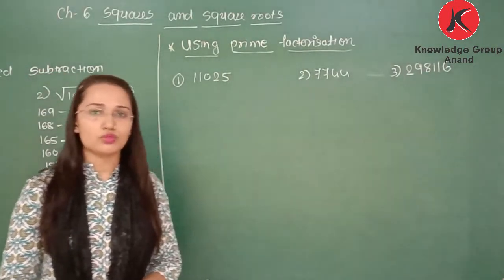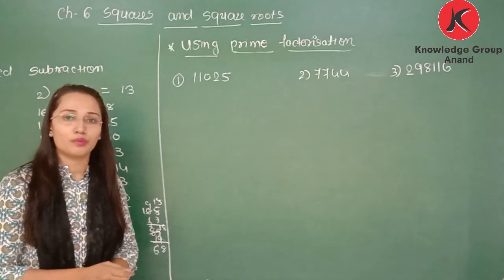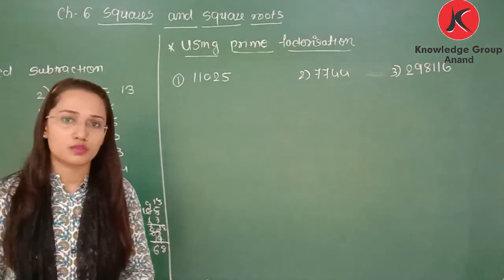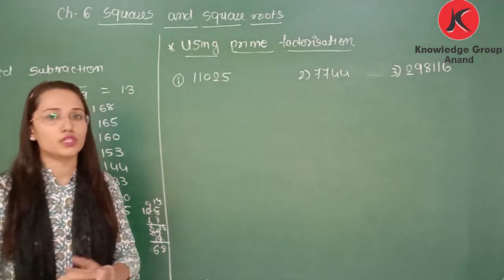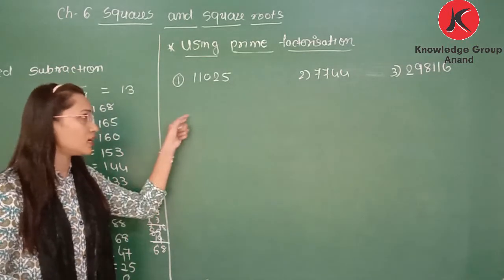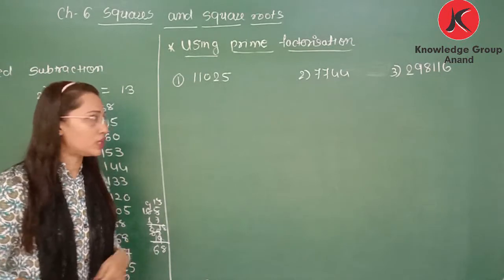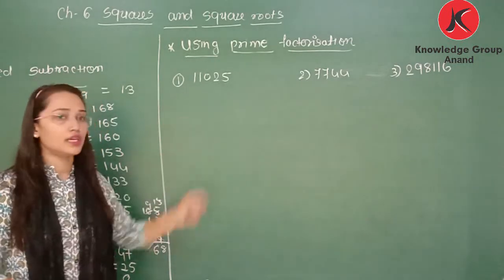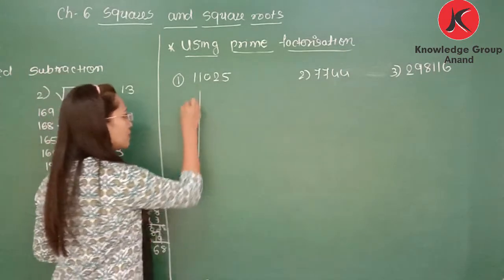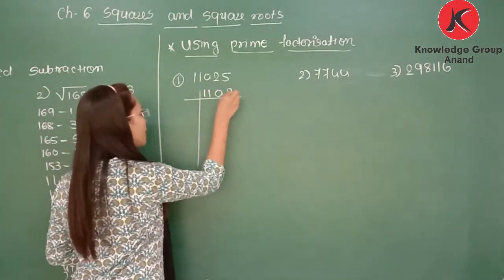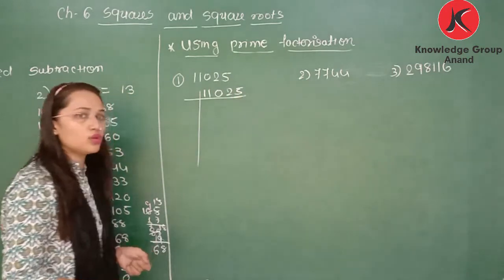We can use the repeated subtraction method only when the number is small. But if the number is large, then it is very difficult to perform the subtraction. That's why we learn prime factorization. Let's start with the first example here, 11,025. Find the square root of 11,025 by prime factorization.